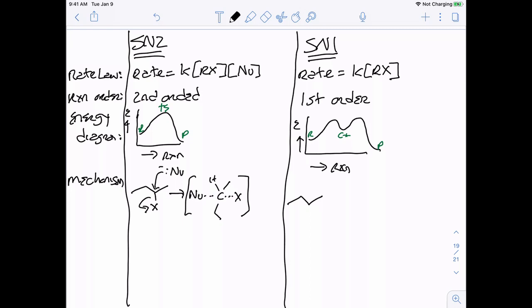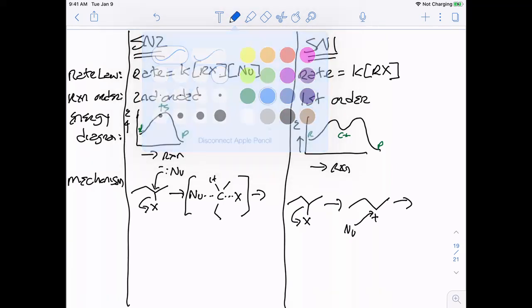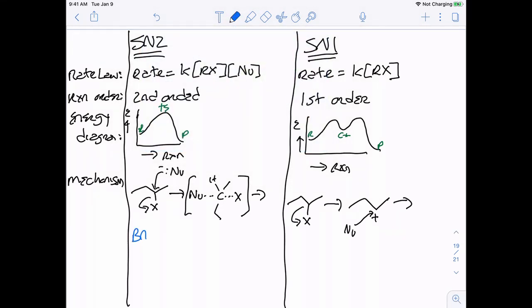With my SN1, my leaving group is going to leave first. I'm going to then go through a carbocation intermediate, and then my nucleophile can attack that carbon, getting to my product. So this one, backside attack, we need to add that note to it.